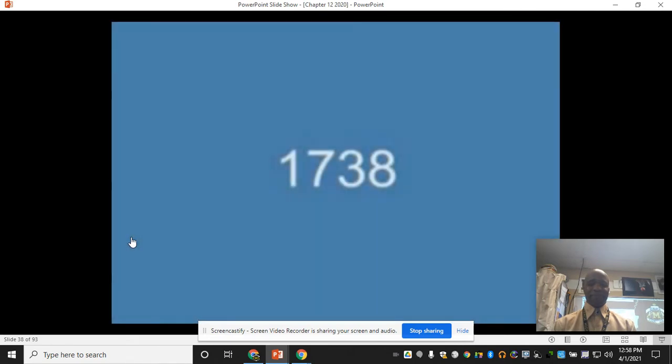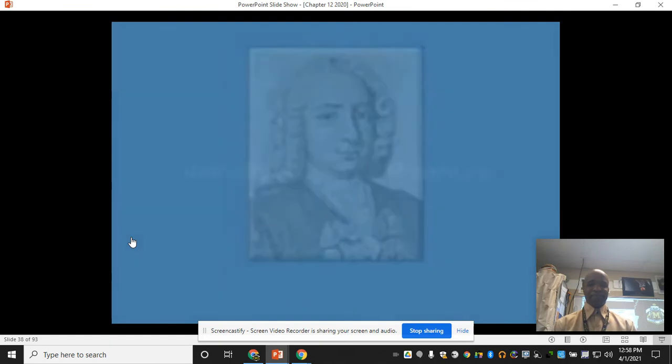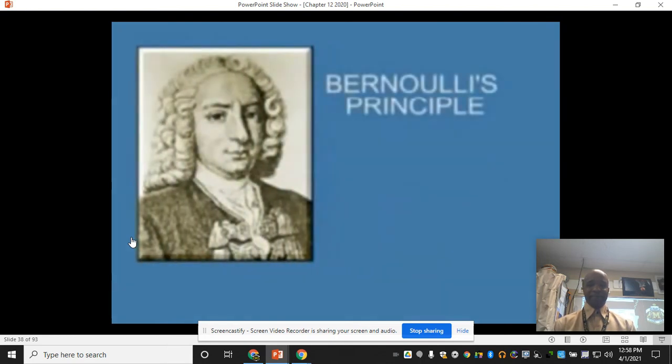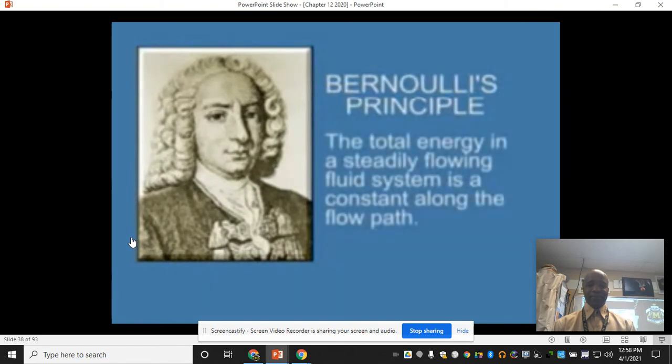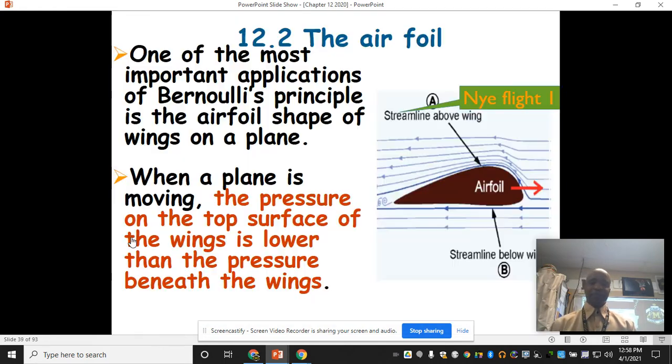In 1738, Swiss mathematician and physicist Daniel Bernoulli formulated a principle that relates fluid velocity to its internal pressure. Bernoulli's principle states that the total energy in a steadily flowing fluid system is constant along the flow path. Hence, an increase in fluid speed must therefore be matched by a decrease in its pressure. All right, so that gives you some of that information there. Now, let's get into this flight.